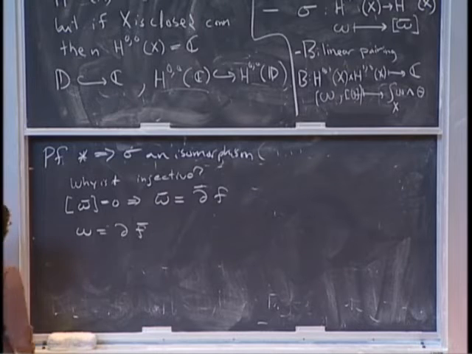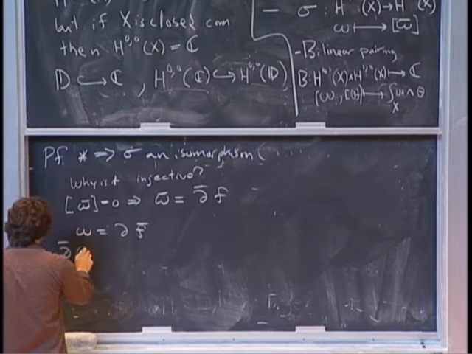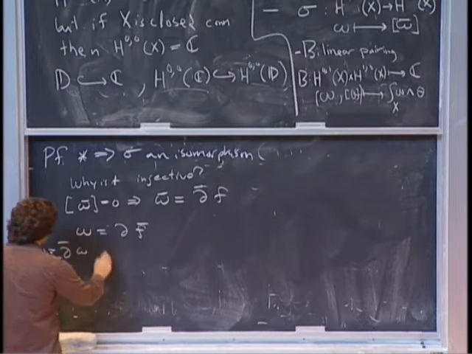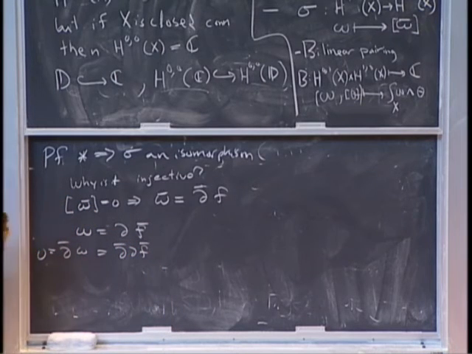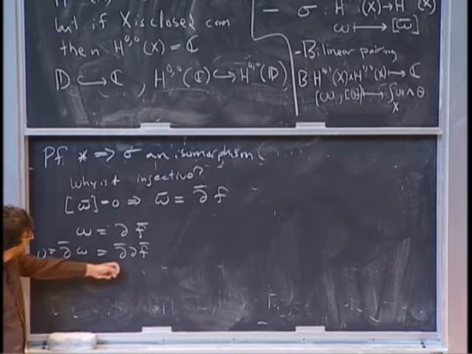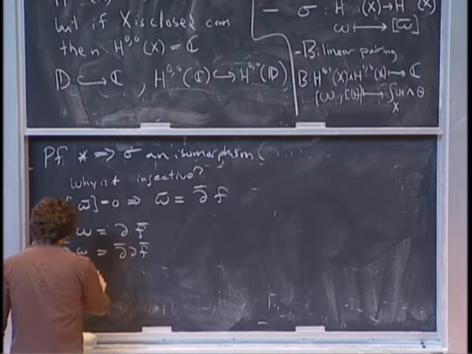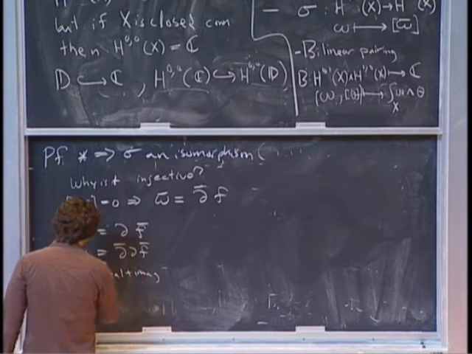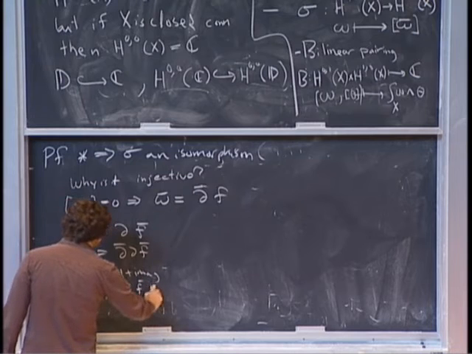But then we know omega is a holomorphic one form, so we know that del bar of omega equals 0, which equals del bar del of f bar. So in other words, the real and imaginary components of f bar are both harmonic.